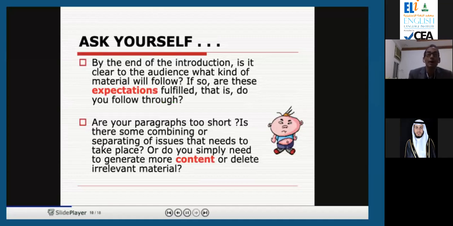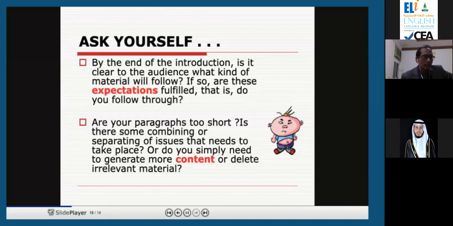You have to have a good introduction. And paragraphs shouldn't be too short, because each paragraph has a main idea and supporting details. You have to combine or separate the issues as needed. You also may need to generate more content or delete irrelevant material.